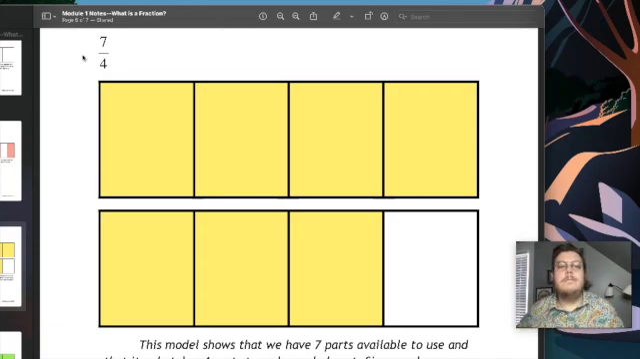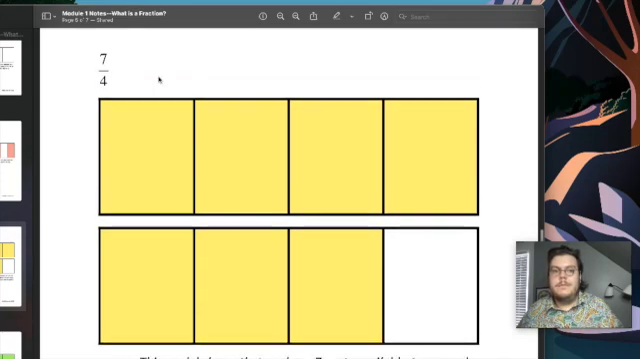So you see here, our denominator is 4. That tells us that it takes 4 pieces to make a whole, 4 pieces in my chocolate bar. And I have 7 pieces in my hand here. So if I'm putting these pieces of chocolate into the slots, I can fill up a whole chocolate bar and then fill up most of a second chocolate bar because I had 3 left over, right?